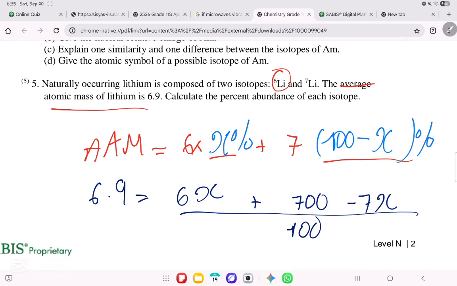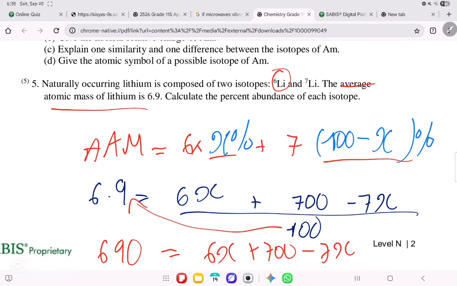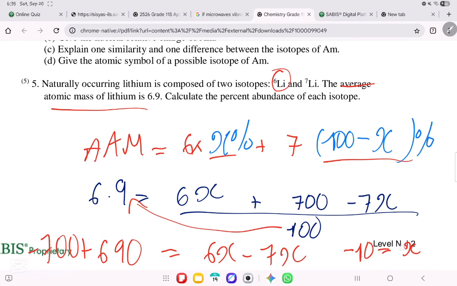Now what do we do now? We will move this to the other side, and what will it become? 690. So 690, after moving it to the other side, is equal to 6x plus 700 minus 7x. Move this to the other side. This becomes minus 700 plus 690. 6x minus 7x. What do we get then? We get minus 10 is equal to minus x, so that means x is equal to 10%.